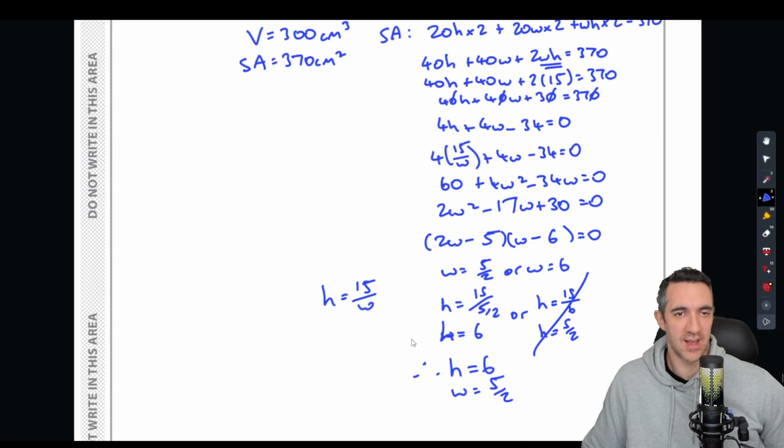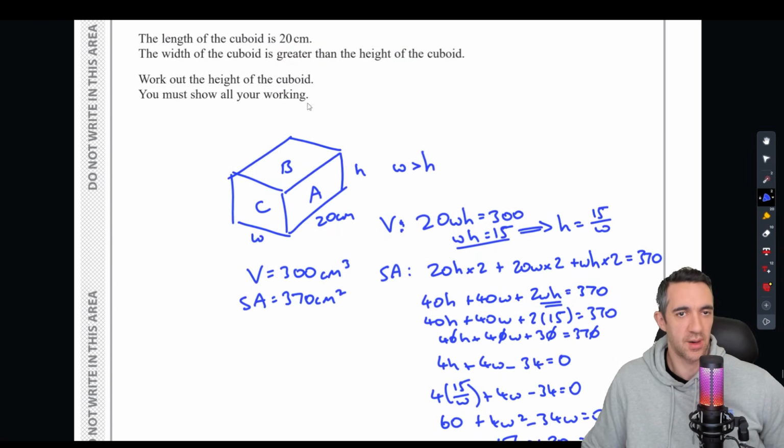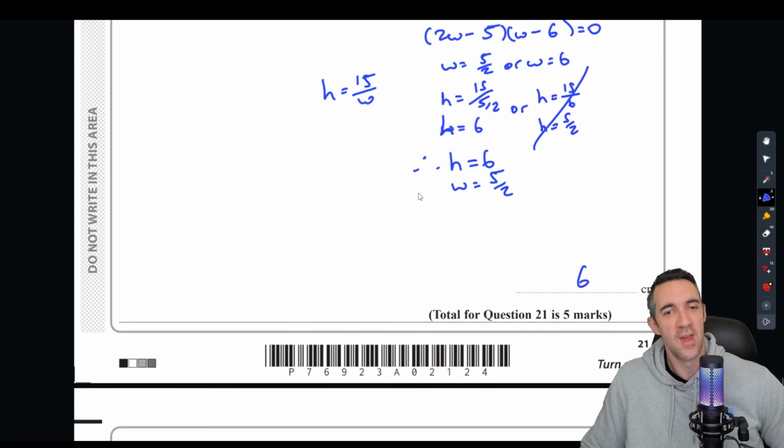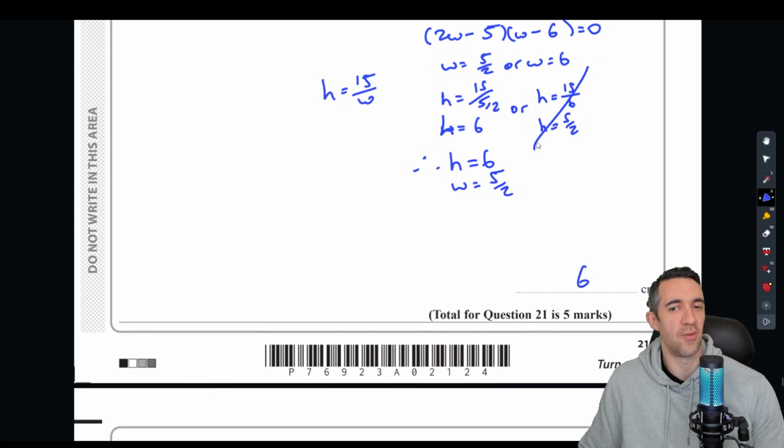So we go height is 6 because that's what we wanted to work out. Work out the height of the cuboid. Yeah, okay, that's got to be 4. I've done everything. It's just then I've picked my wrong pair. So I basically have a correct solution. I've just made a poor choice at the end. Okay, so that's got to be a 4 out of 5. So I'm reasonably confident with that one.